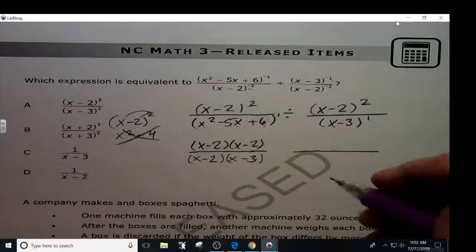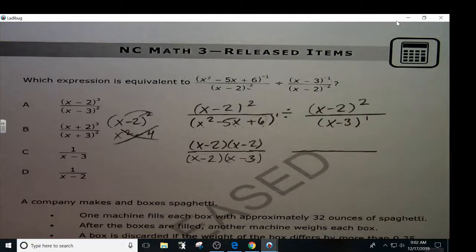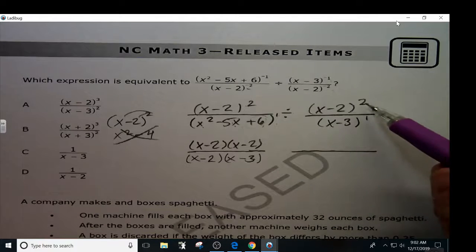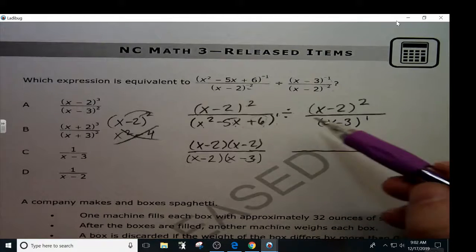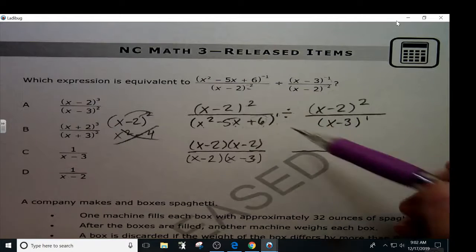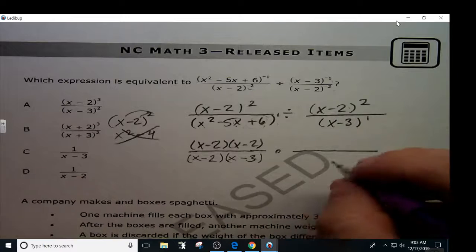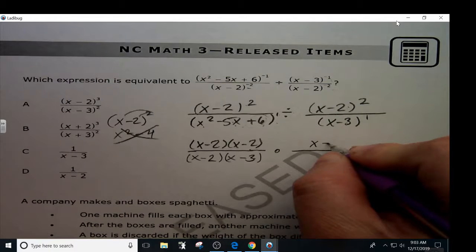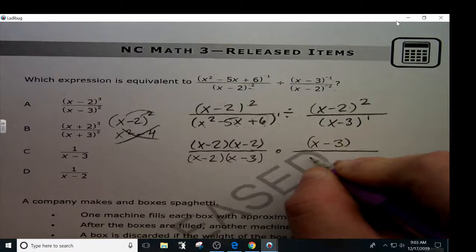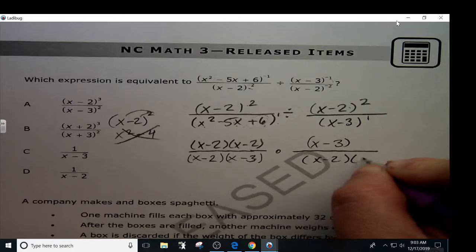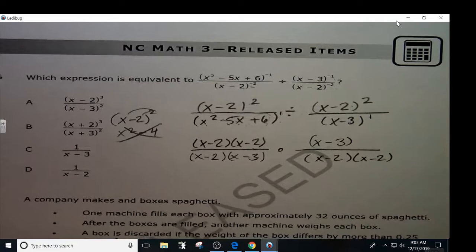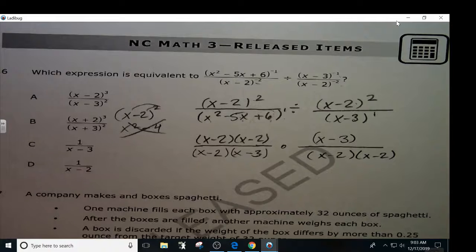Now, guys, remember, we took care of the negative exponents, but now since we're dividing, we change this sign, and then what do we do with this fraction here? You flip it. So x minus 3 is going to come back to the top, and x minus 2 squared is going to be on the bottom. Now, guys, remember, we flipped it the first time to take care of the negative exponent. This time we're flipping it because it's a division problem.